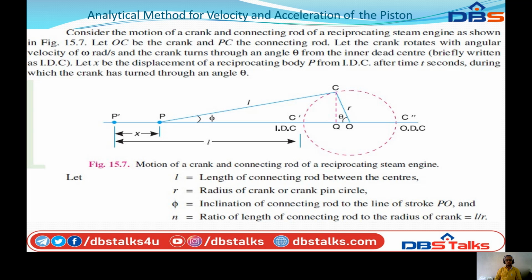Let L be the length of the connecting rod between the centers, and R be the radius of the crank or crank pin circle, and phi be the inclination of the connecting rod to the line of stroke, and n be the ratio of the length of the connecting rod to the radius of the crank, that is L by R, that is called n.